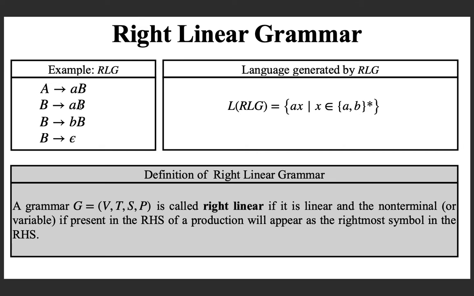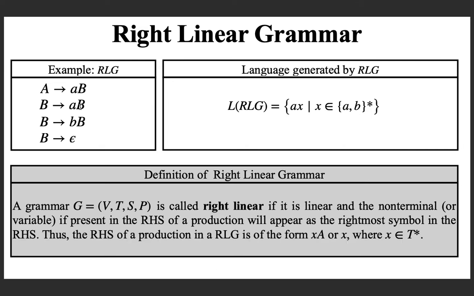definition. And similarly, you can define what is called left linear grammar. And note that in a right linear grammar, the RHS of a production is of the form a terminal string followed by a variable, or just a terminal string. For example, here it is a terminal string, here a terminal string followed by a variable. Okay, it could be a terminal string. Here it's just a symbol, but in general it can be a terminal string.